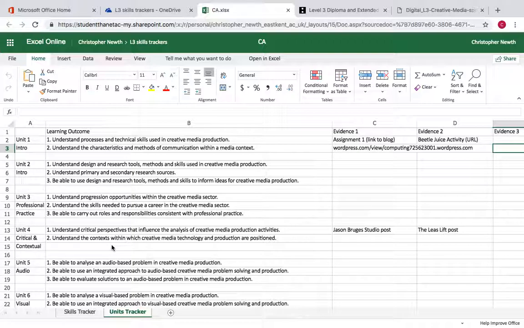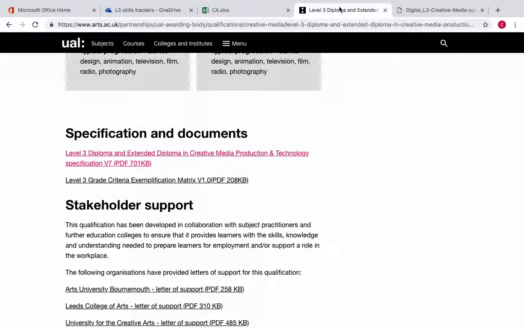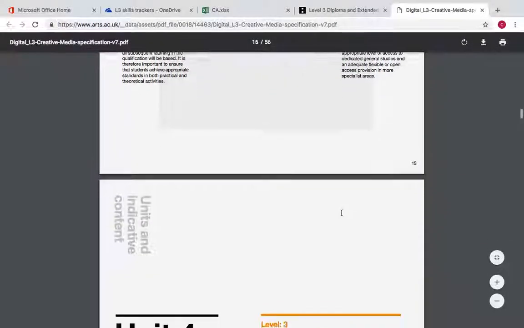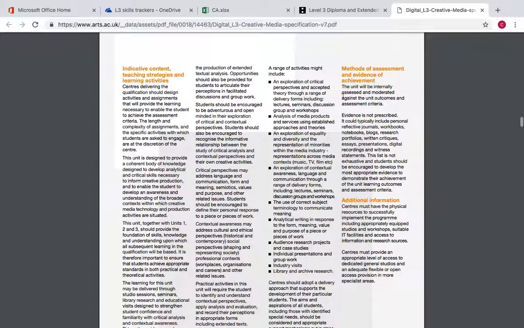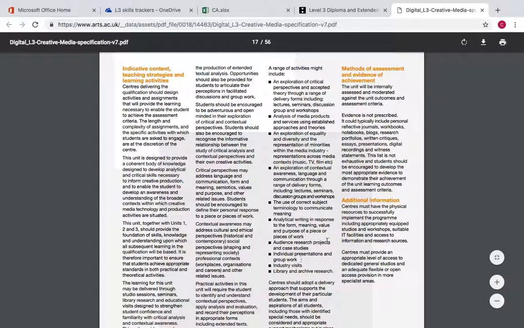This is a unit where you might want to go and have a look at the specification, which I've still got open up here. So let's have a look at Unit 4. What does it say? So you click on this link here, and it takes you here. And down in Unit 4, it's really worth reading these assessment criteria, and it's definitely worth reading this here, giving you a range of activities which you could include. Okay, so let's just pick one out, shall we? An exploration of equality and diversity and the representation of minorities within the industry.